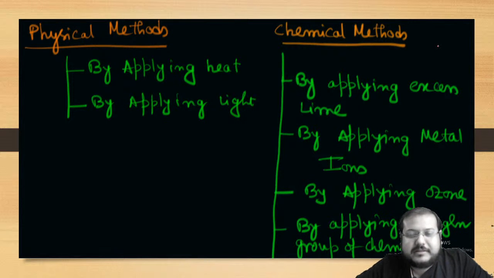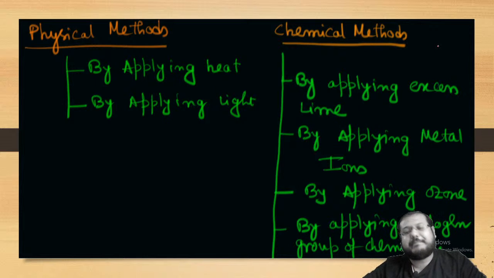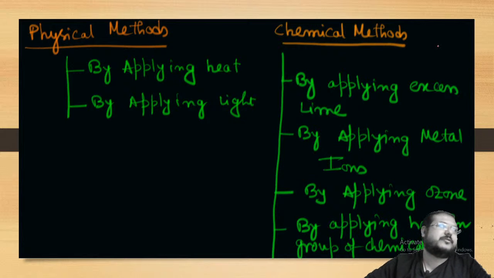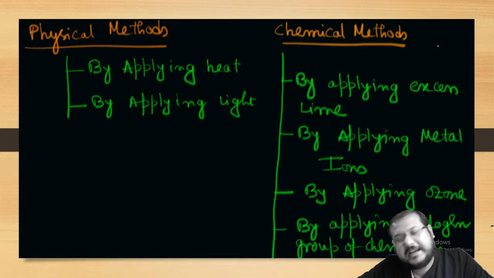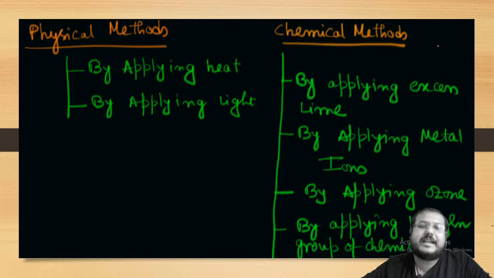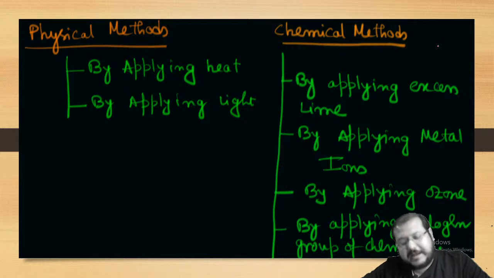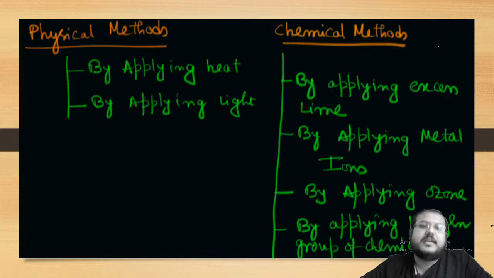But this last chemical method, by applying halogen group of chemicals, is the most important one of this segment. We will discuss it in detail along with its kinetics. But before that, these five: heat and light from physical, and lime, metal ion, and ozone from chemical. These five we will discuss in brief along with their advantage and disadvantage, so that we get some glimpse of how the disinfection methods are executed.